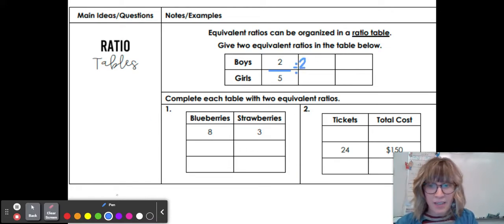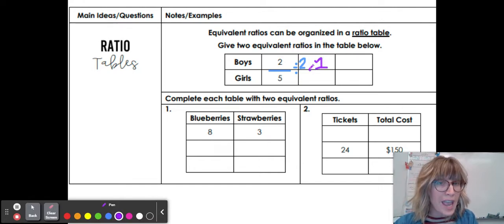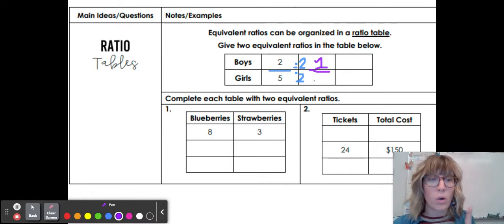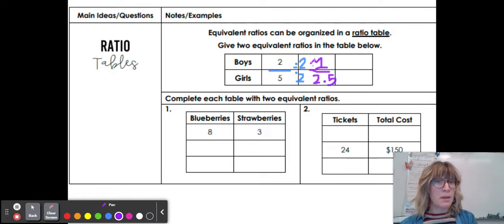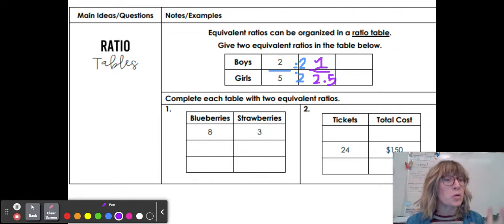So if we do that, then we get a 1 boy for every how many girls? Well, we need to divide the girls also by 2 to keep the ratio equivalent. Well, 5 divided by 2 gets us a number that's not whole, and that's okay. So we could have a 2.5 to 1. So 2.5 girls for every 1 boy, sort of in the ratio world. Doesn't mean we're like splitting them in half, but just as a ratio.